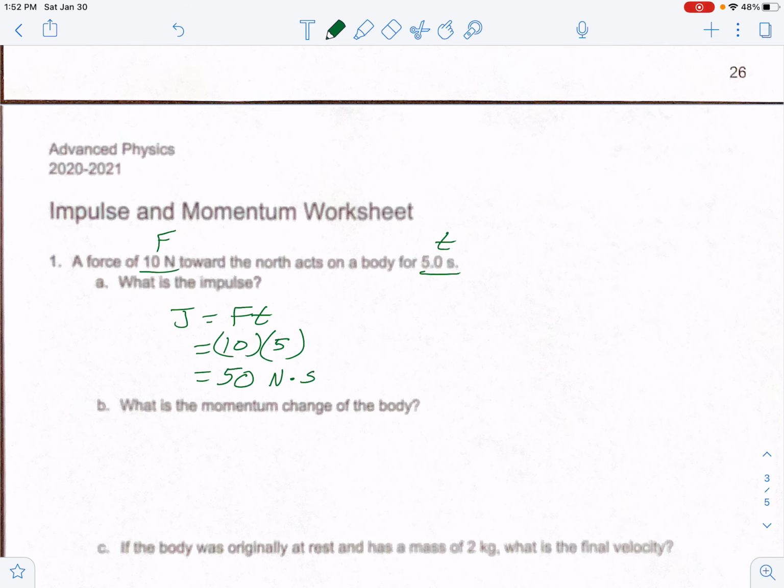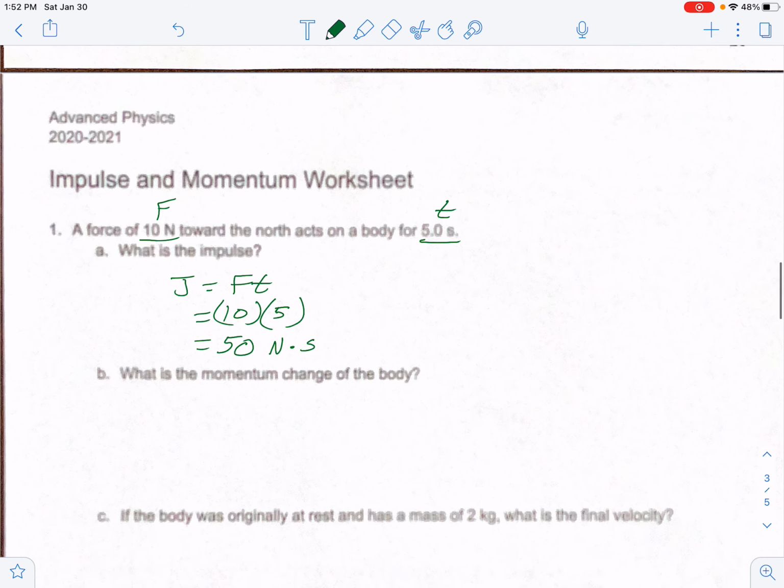Okay, part B, this is where a lot of people get tripped up. It says, what is the momentum change of the body? Impulse is change in momentum, so we can say J equals P. Momentum is the exact same answer. So P equals 50. Momentum's units are kilograms times meters per second. That would be your answer right there. I think there was one question on a quiz asking what the units are for impulse or momentum. You can do it both ways: newtons times seconds, or kilograms times meters per second.